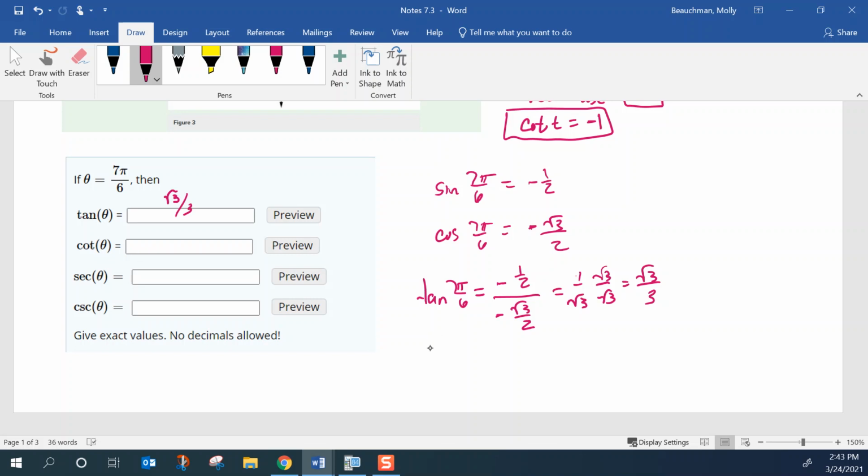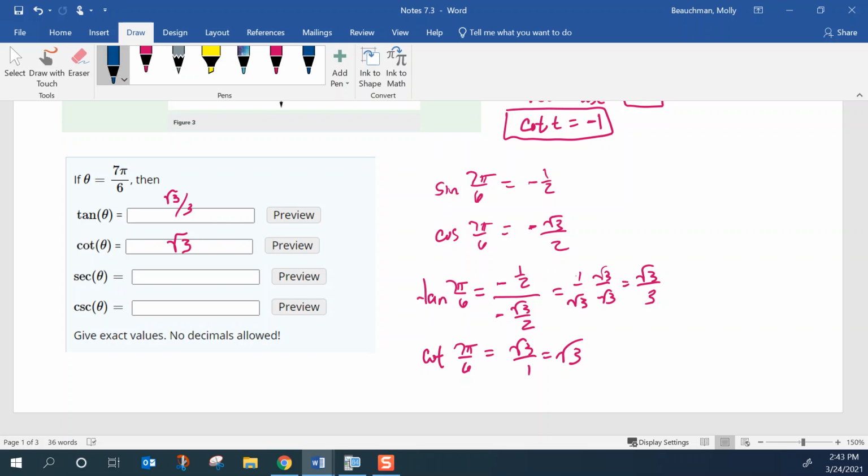The cotangent is the reciprocal of the tangent. I'm going to use this step right here, 1 over the square root of 3. The reciprocal of that is the square root of 3 over 1, which is the square root of 3.